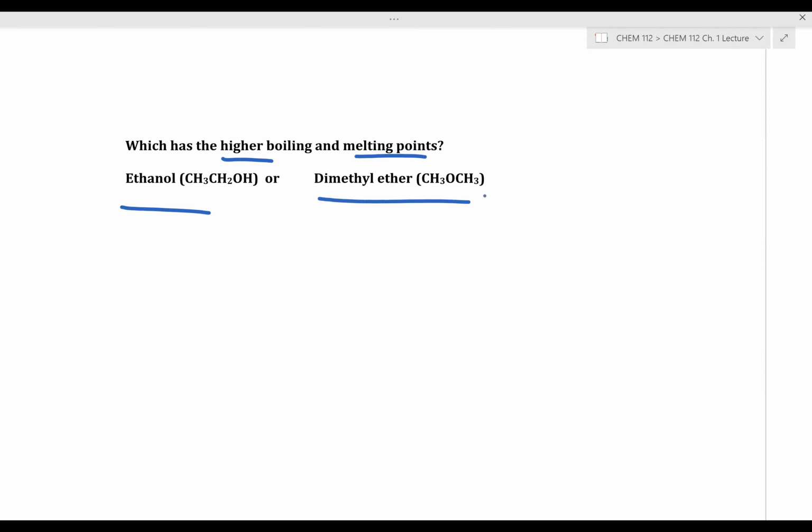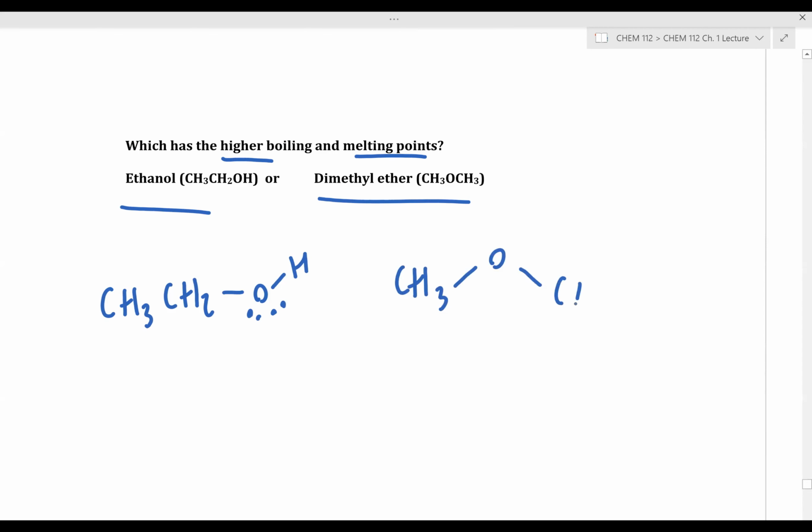So to help everyone along with this process, let's take a look at each of these Lewis structures and I'll draw them out for our reference. We have CH3CH2OH, and dimethyl ether is CH3OCH3. Now, when we compare these two compounds, are there any key features of ethanol that come to mind?